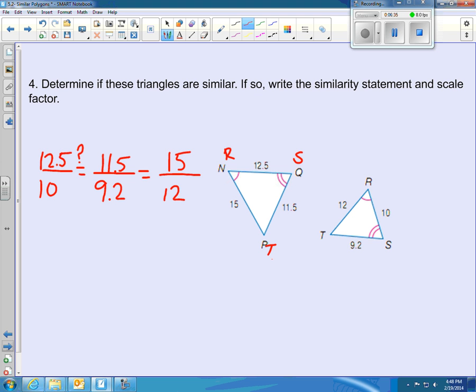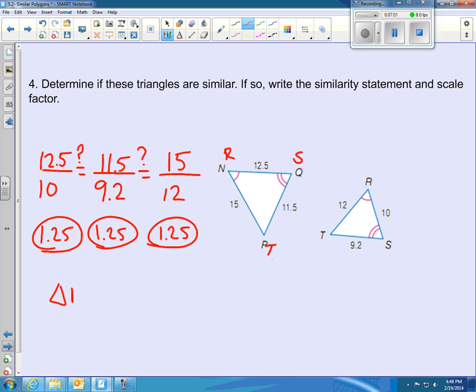I find this easiest for a lot of kids if they make these into decimals. So 12.5 divided by 10 is 1.25. 11.5 divided by 9.2 is 1.25. And 15 divided by 12 is 1.25. These three are all the same, so we know that our sides are proportional. So we have our angles congruent and our sides proportional. So we can say triangle NQP is similar to triangle RST.